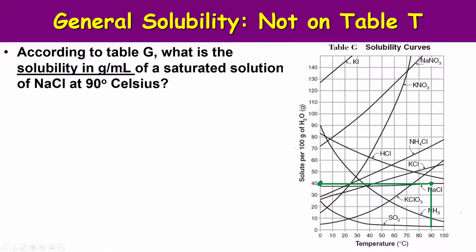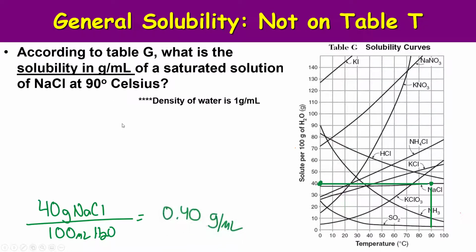grams per milliliter, the same sort of way. One thing we have to take into consideration is if we're using table G, it doesn't say anything about any volumes, but we have to remember that the density of water is 1 gram per milliliter. So at that point, if I had 100 grams of water, this 40 grams of NaCl that we plotted out before is going to be dissolved in essentially 100 milliliters of water. So when we set up the problem, it does look very similar. 40 grams of NaCl over 100 mL of water gives us 0.40 grams per milliliter, and that is the general solubility.